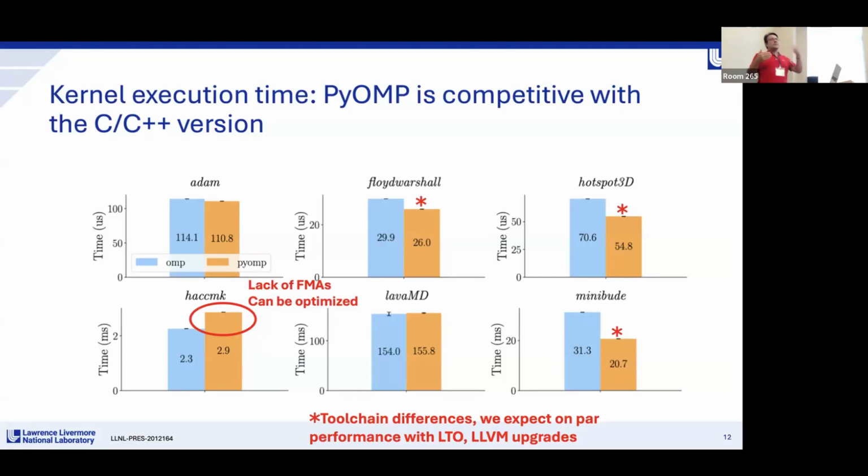Basically, the C++ version uses the NVIDIA toolchain and creates relocatable code, whereas with Numba we use the NVIDIA interfaces through the API to compile that code to binary. So what we expect is that if somebody does LTO or uses recent LLVM upgrades, we expect performance to be on par. So it's just a toolchain difference. It's not that we generate much better code.